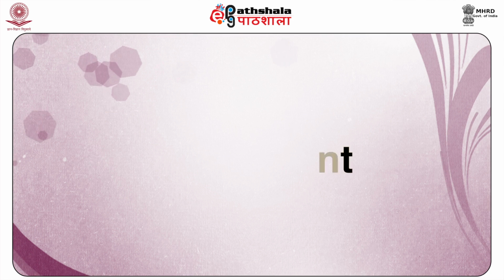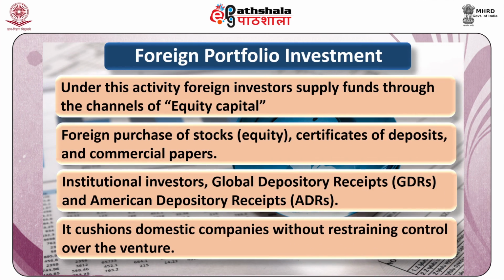FPI, Foreign Portfolio Investment. FPI is an emerging alternative source of international financing. Under this activity, foreign investors supply funds through the channels of equity capital that consist of foreign purchase of stocks, which is equity, certificates of deposits, and commercial papers of developing countries through international markets, such as institutional investors, global depository receipts, GDRs, and American depository receipts, ADRs. Institutional investors include institutions like pension funds, investment trusts, asset management companies, nominee companies, and incorporated institutional portfolio managers.